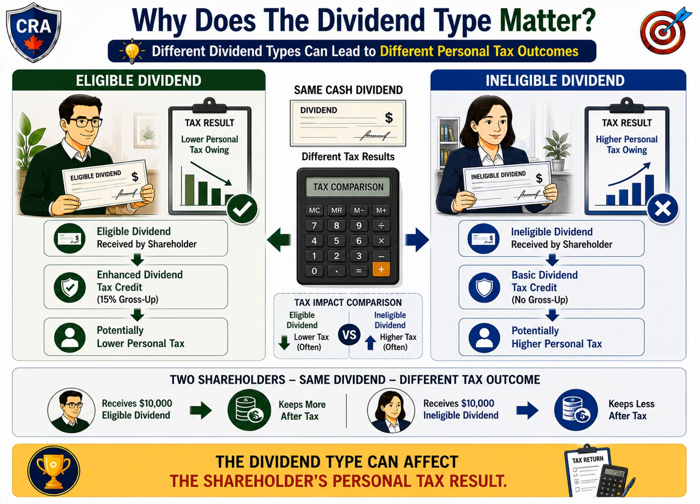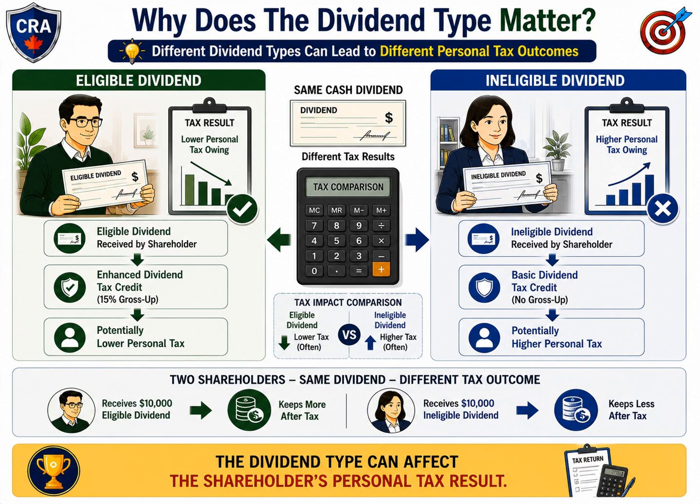The decision affects not only the corporation, but also the shareholder, who will report the dividend on their personal tax return. However, it is important not to oversimplify the issue. Eligible dividends are not automatically better in every situation, and ineligible dividends are not automatically worse. Tax outcomes depend on many factors, including income levels, province of residence, and other personal tax considerations. The primary lesson is that dividend type matters because it influences how the dividend is taxed at the personal level.